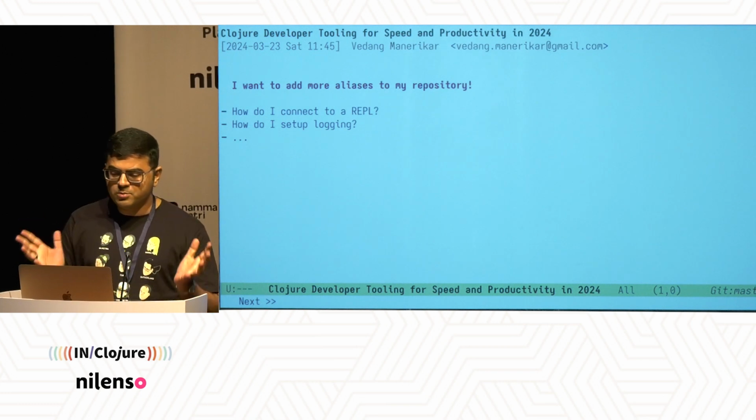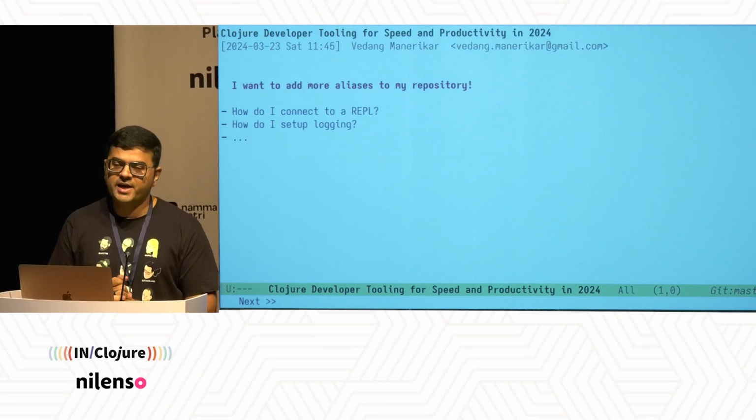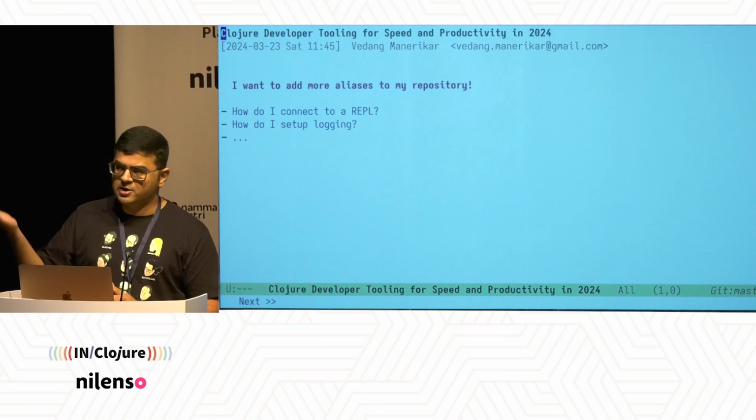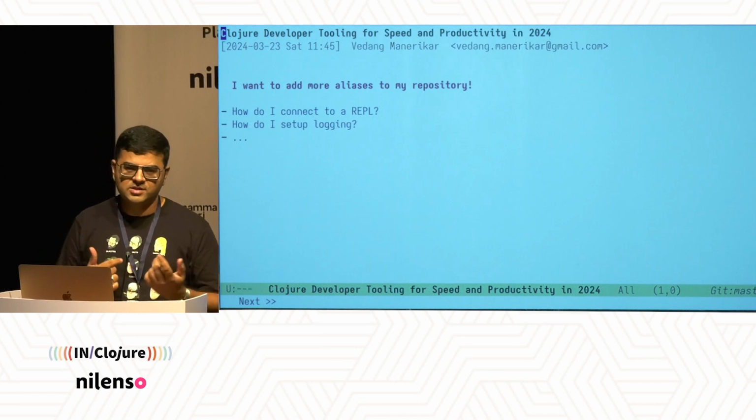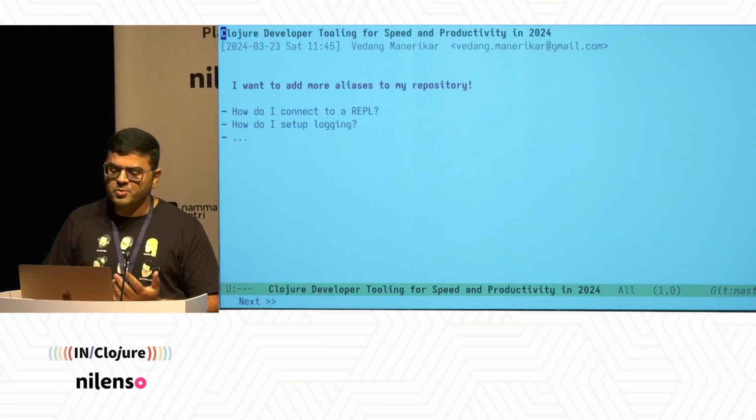So I have a bare bones library or application, but I need to add more aliases for my own personal requirements. My way of working is that I set up a REPL in a terminal and I connect to it from inside my editor. I don't do this auto-magic starting that other people do.